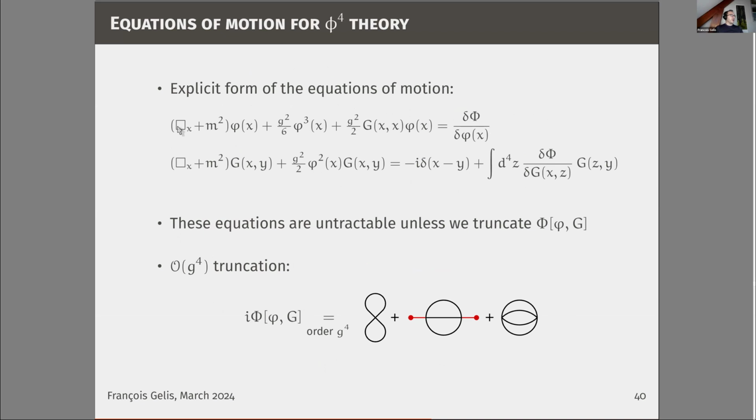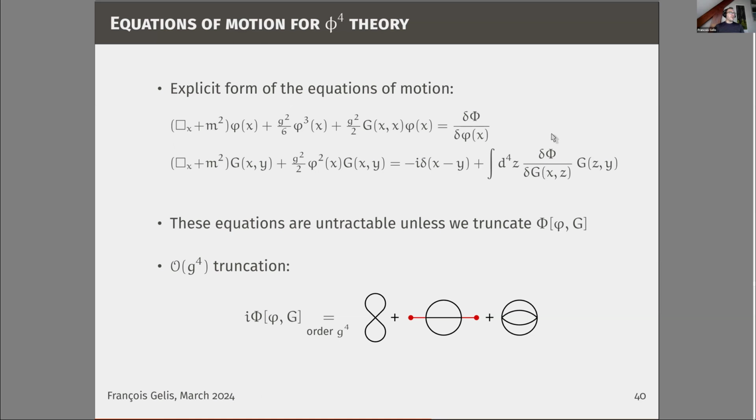This is the one where you say gamma is extremum with respect to variations of phi, and the one that says that gamma is extremum with respect to the variations of G is the second equation. And you see that you get these terms with the derivative of the functional phi with respect to the field or with respect to the propagator. So these equations are still exact, but not very useful yet.